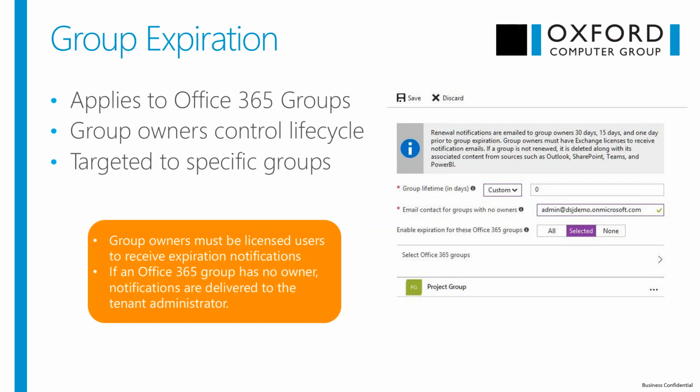You can also enter an email contact for groups with no owners. If you want an alternate recipient to be identified, that is a recommended course of action. And then you can enable expiration for Office 365 groups, either all of them, or selected like I have. I've selected the one, or you can say none, and you won't expire any of the groups automatically.